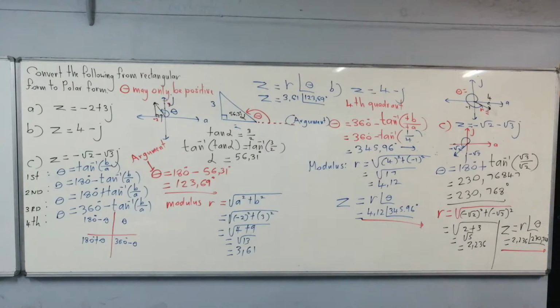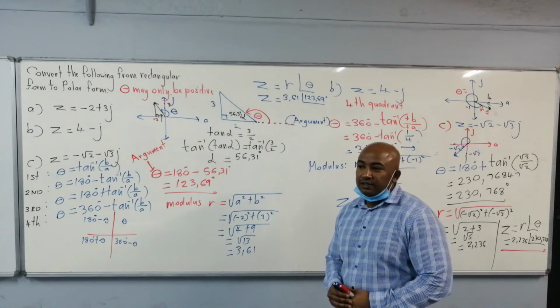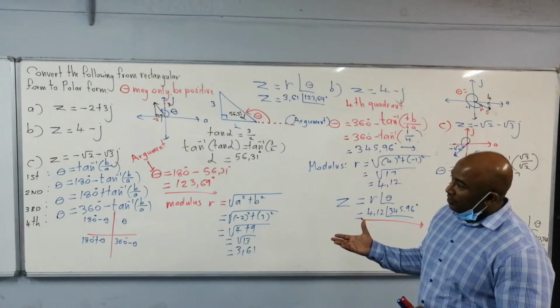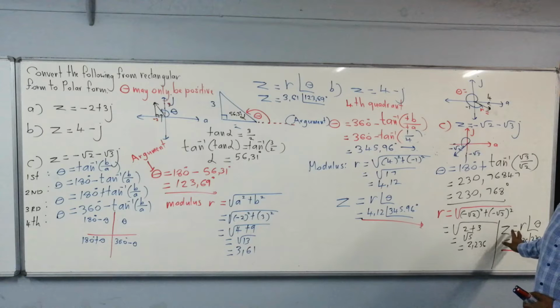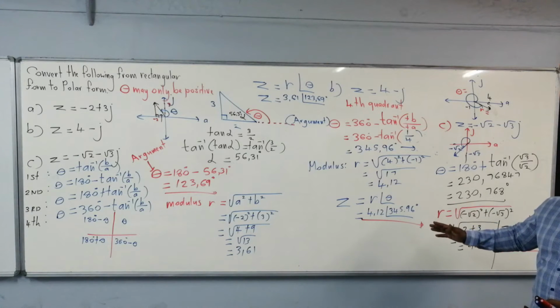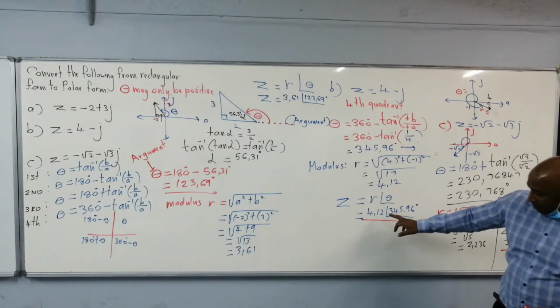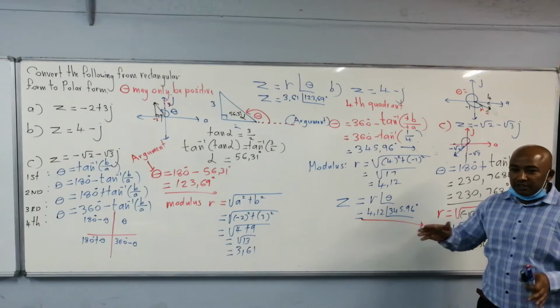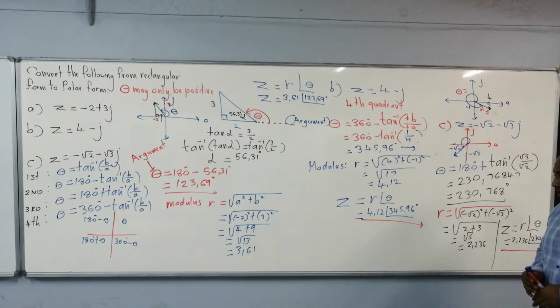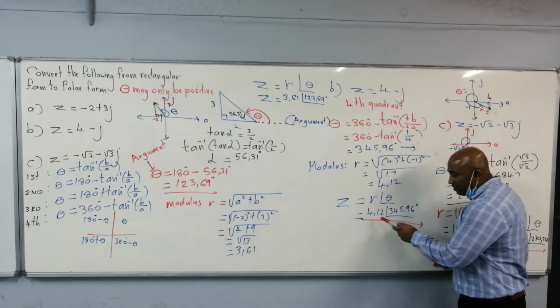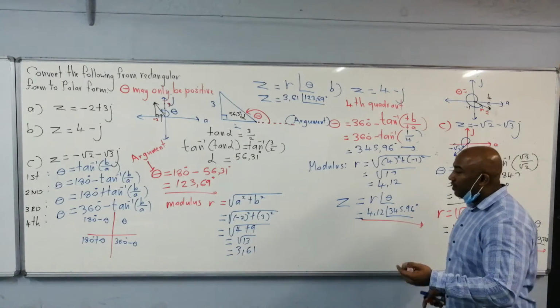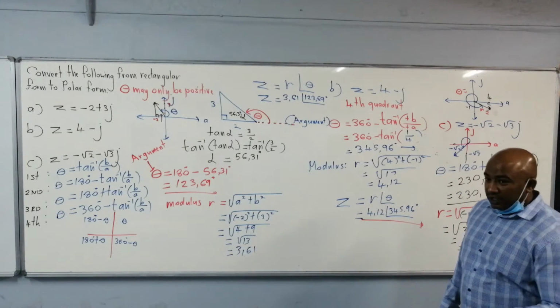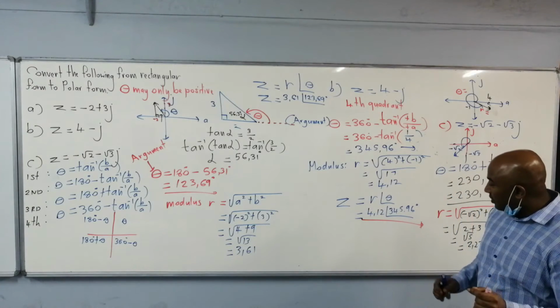Okay, now that is converting from rectangular to polar. Remember, you already have the answers. You can always go back and convert from polar back to rectangular. Let's take one example. That's the easiest thing to do. If I want to take this one here, 4,12, and your angle is 345,96, and I want to convert it back, obviously not using the calculator, showing working.